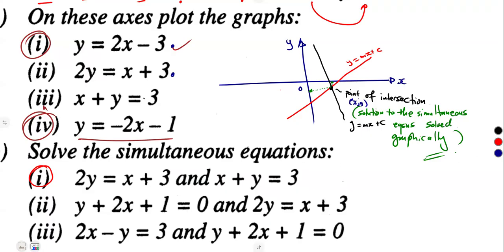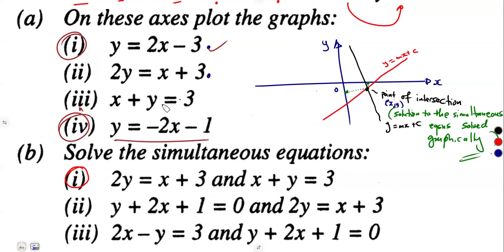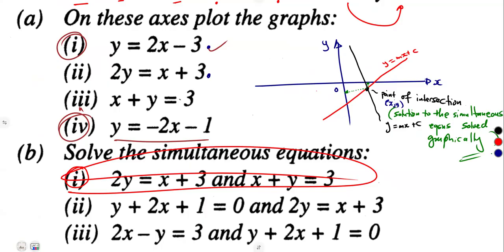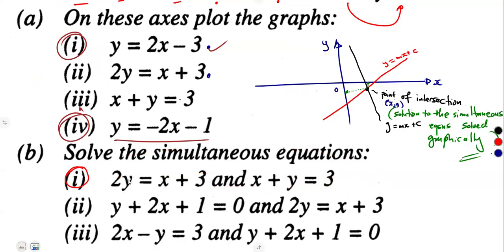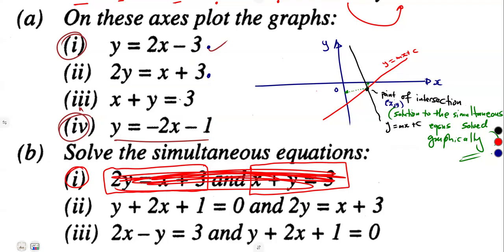What is the x value? The y value, just like that. So here you're given that. Since you've drawn these lines, now they're giving you those lines. 2y is equal to x plus 3. We've drawn this. And x plus y is equal to 3. We drew these lines. So at the point of intersection of these two lines, that is where we have our solutions.